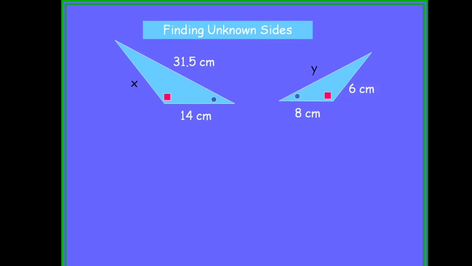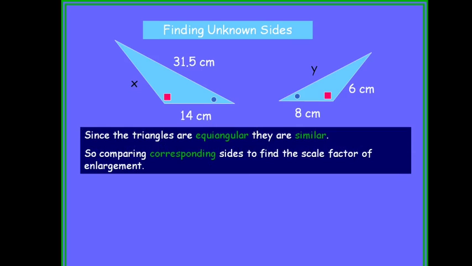Find unknown side. Again, we have another example. Here we need to find x and y. Since the triangles are equiangular, they are similar. So comparing corresponding sides to find the scale factor of enlargement, I'll take my first triangle, where one length is 14 centimeter. In another triangle, the corresponding side is 8 centimeters. So I'll divide 14 by 8 to get my scale factor. My scale factor is 1.75.